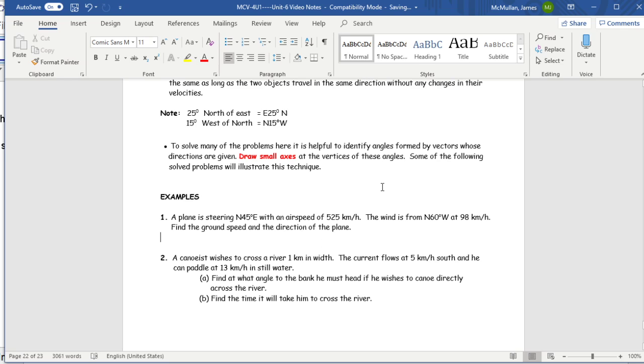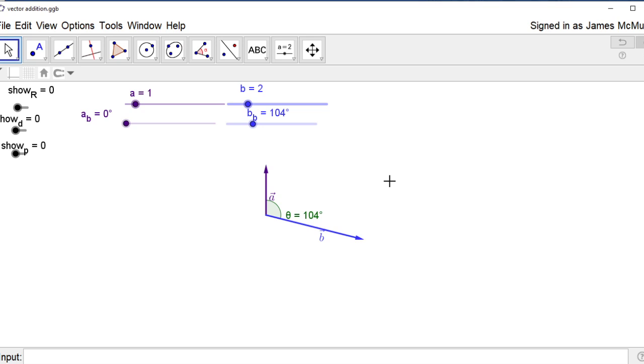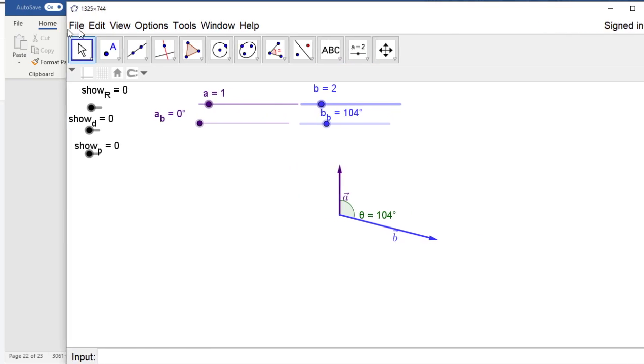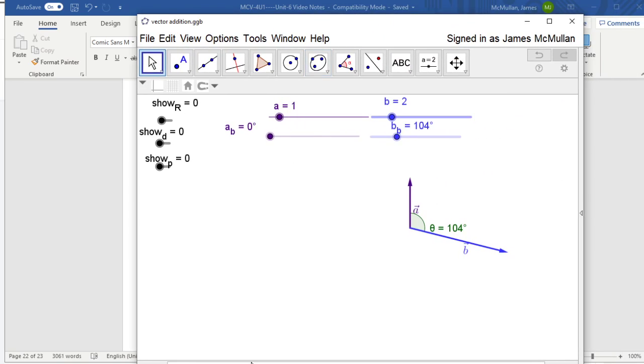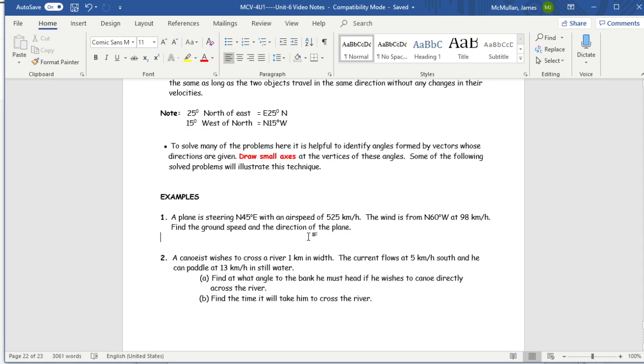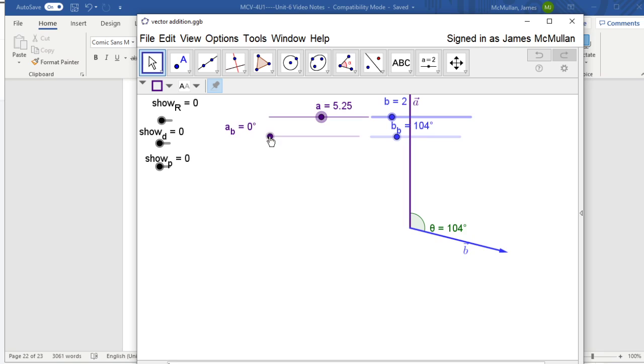What way would the plane actually be going, and at what speed? Okay. So again, let's use the vector addition app to just get the answer so we can picture it, and then we'll work through how you would do it. So according to the question, I'm just going to go back to my vector addition app here. My plane is traveling 525, so I'm going to set A equal to 5.25, and the plane is traveling north 45 east, which is equivalent to a true bearing of simply 45.